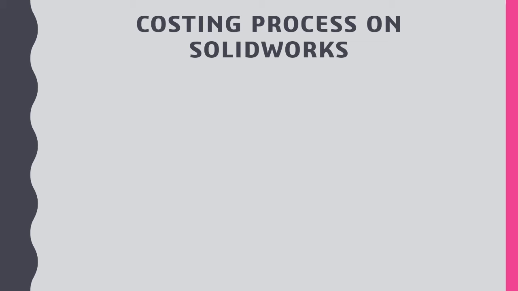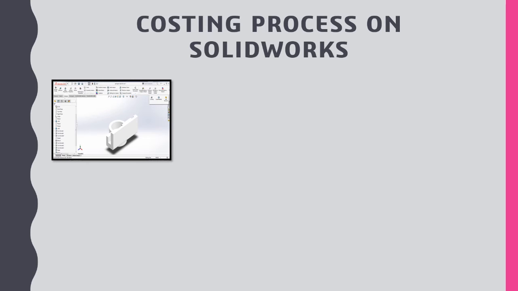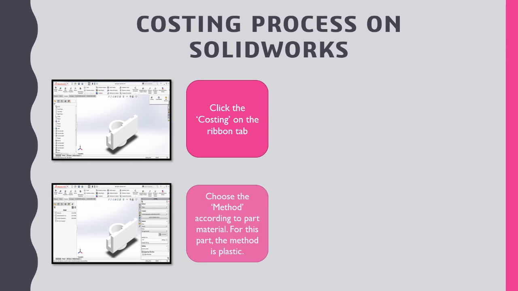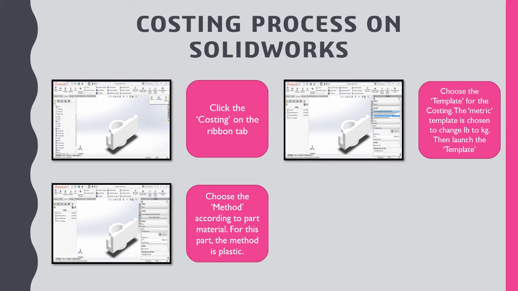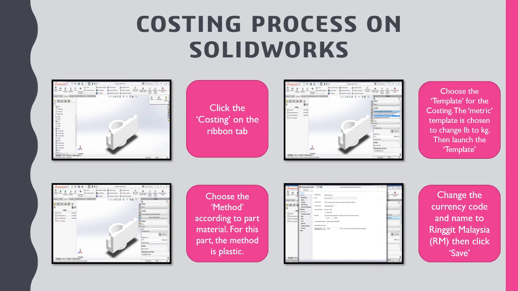Costing process on SolidWorks. First step, click on Costing on the ribbon tab. Then choose the method according to the part material. For this part, the method is plastic. Then choose the template. The metric template is chosen. Then launch the template. Next, change the currency code to Ringgit Malaysia. Then click Start.